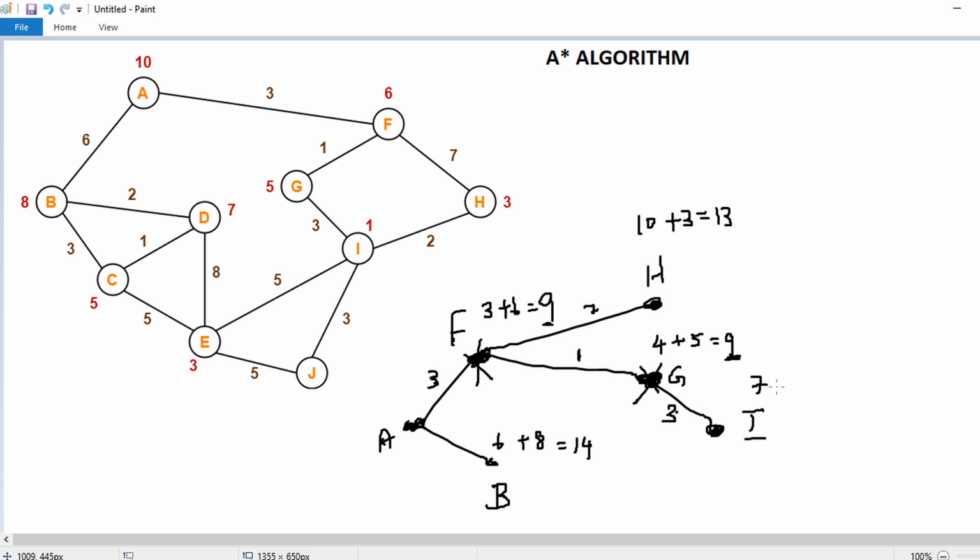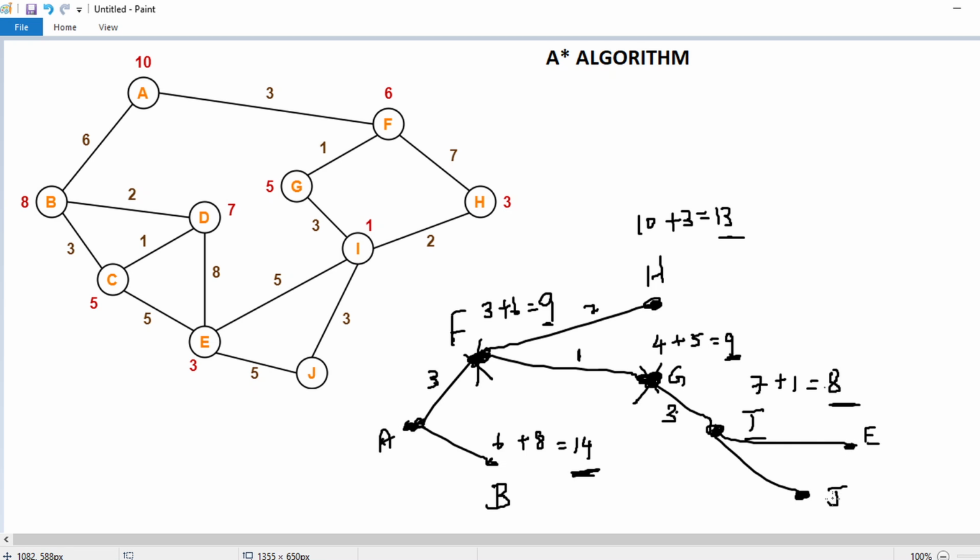G value. From I, what's the heuristic? It's 1, so 7 plus 1 equals 8. So what are the open-ended things? We got 8 here, we got 14 here, we got 13 here, still 8 is smaller. So that means I am further extending I, going to J and I going to E.